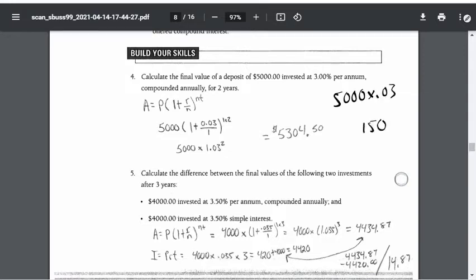So in the second year, you're not collecting interest off just the 5,000. Your money actually is at 5,150, and so you collect 3% of that, and that's why it's going to be a little bit more than 150. So that's why it ends up being 5,304. Different than simple interest, because in simple interest you would just collect 150 and 150, and you'd only end up with 5,300. Okay.